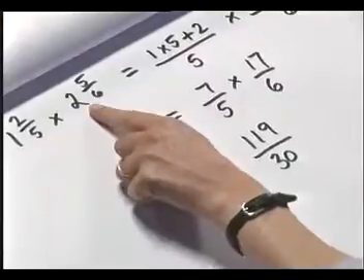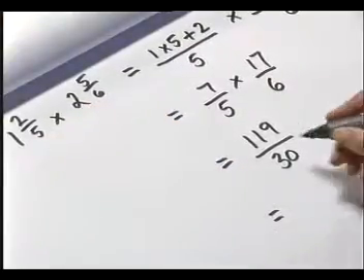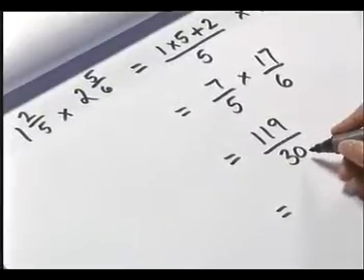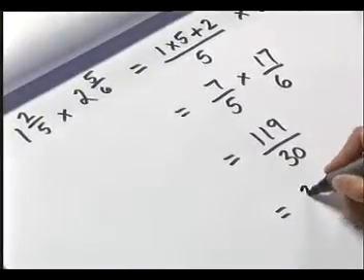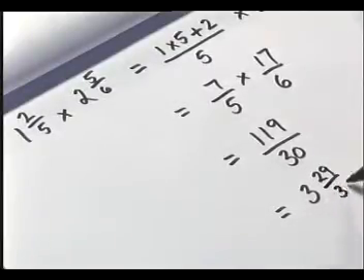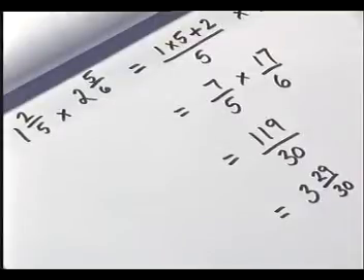And we had mixed fractions to start with, so let's turn this back into a mixed fraction. Well, 3 thirties are 90, so that's 3 whole ones and 29 thirtieths left over. So to multiply fractions, you multiply the numerators together and you multiply the denominators together. If you start with a mixed fraction, you need to turn it into an improper fraction first before you do the multiplication.